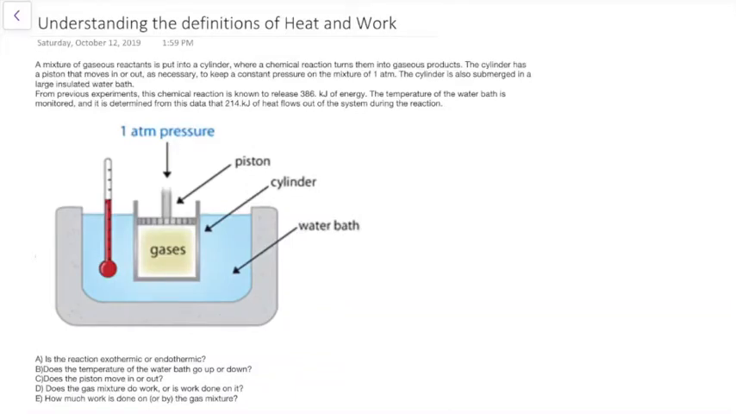Hi guys, today we're going to be looking at a heat and work problem. This is very similar to the ALEKS topic titled Understanding the Definitions of Heat and Work.